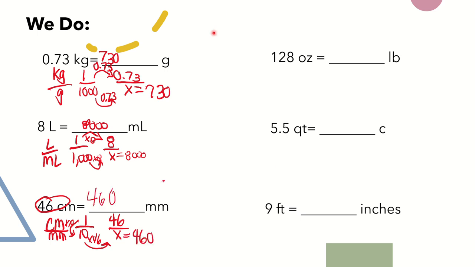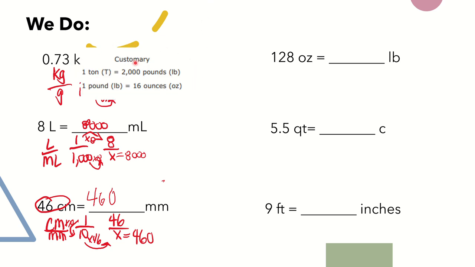Okay, let's take a moment and look at some customary ones. So again, we have to go in and compare our units. So we're going from ounces to pounds. So again, we go to my conversion chart, and we know that 1 pound is equal to 16 ounces. Let's write that down. And we have 128 ounces. We're talking about ounces at the bottom, so we'll write 128.